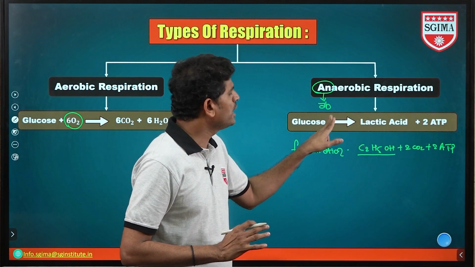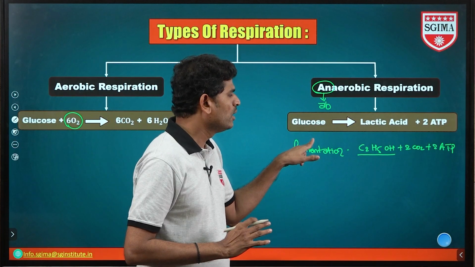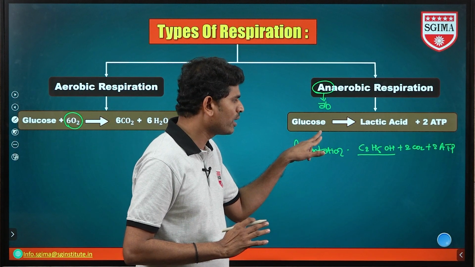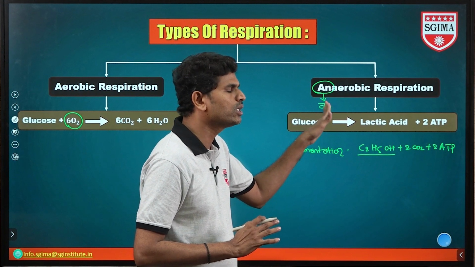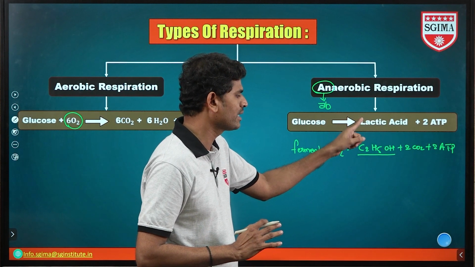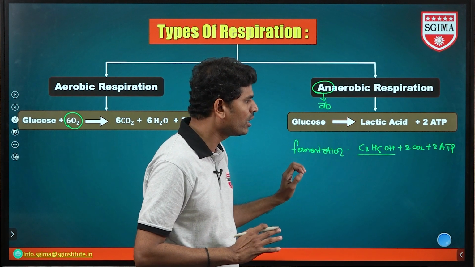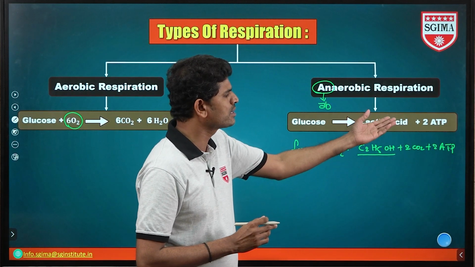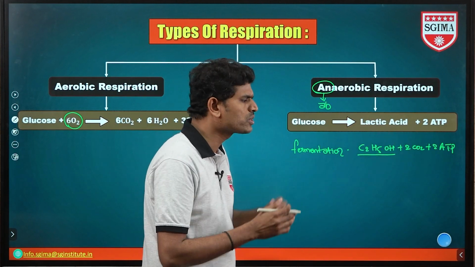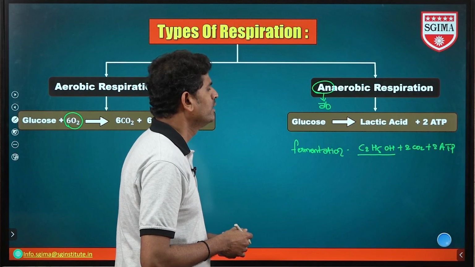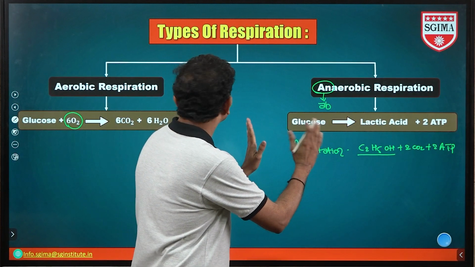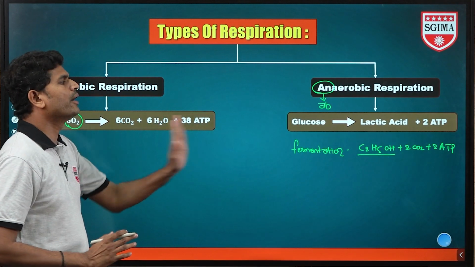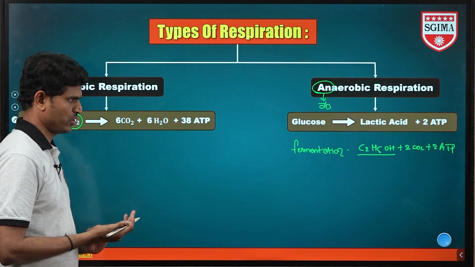In absence of oxygen, glucose is oxidized, not completely, partly oxidized, and produces lactic acid or ethanol, ethyl alcohol, and some amount of energy and carbon dioxide also. In some stages it is not, in some organisms it is. Okay, now these are both the aerobic and anaerobic respiration definitions.